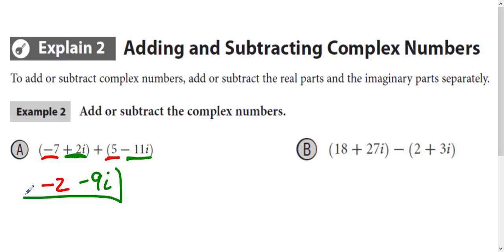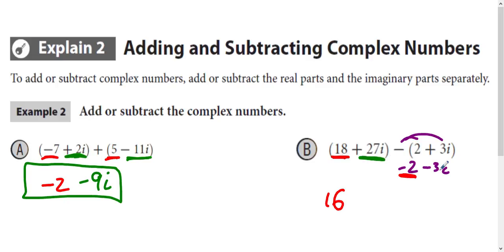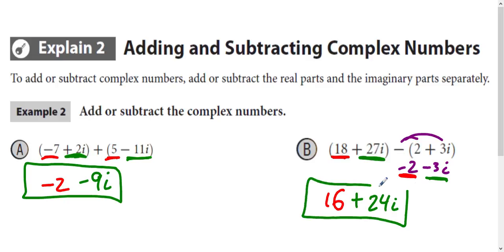That's kind of it. You're combining like terms. We're going to do the same thing, but this time it's a subtraction, which means we need to distribute the negative sign. So that's negative 2 minus 3i. And then you combine the real parts. 18, negative 2, that's 16. 27i minus 3i, that's 24i. Combine the real parts, combine the imaginary parts. Combine like terms.